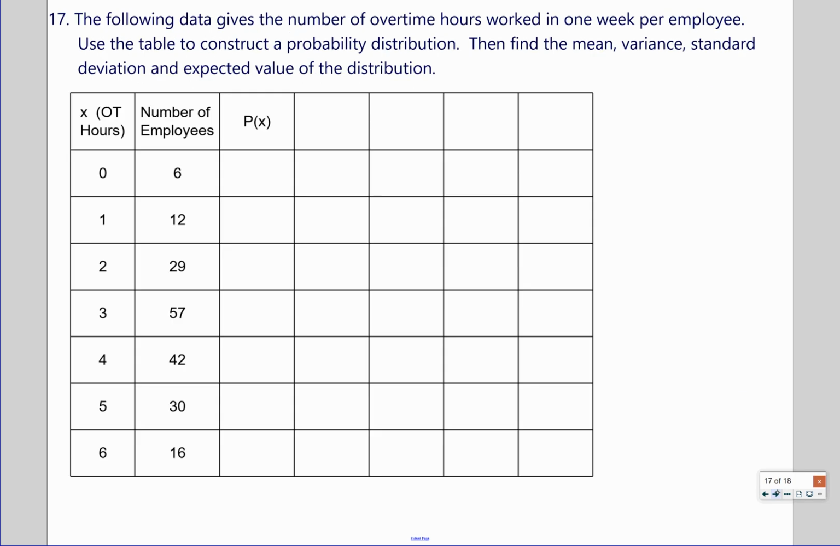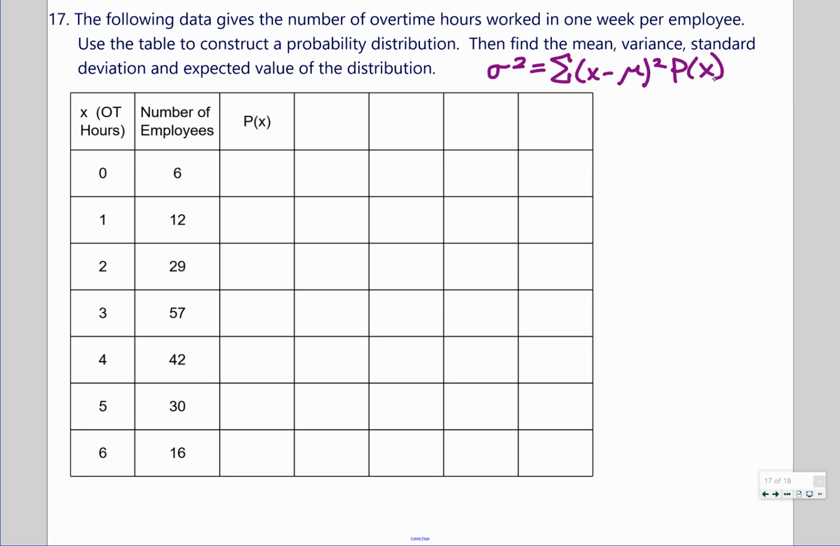Number 17 is our big mean, variance, and standard deviation using the table of values for our probability distribution. And we'll have to create the probabilities here in a second. So again, this is on your sheet. The formula that you see on the sheet looks as follows. I'm going to write the one down for the variance. So it's this guy, x minus mu squared times. There we go.